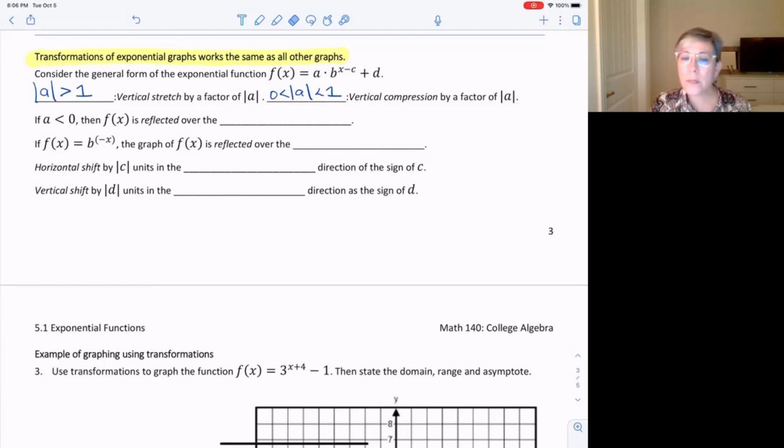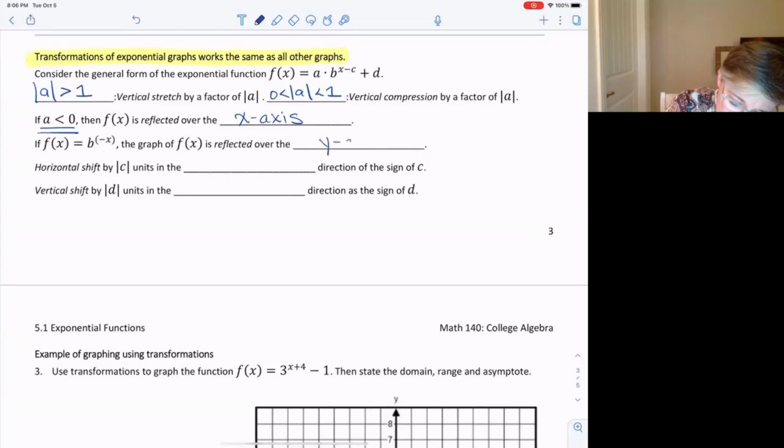And honestly, the only reason we're talking about the absolute value is that if we have a negative a, in other words, a is less than 0, then that's multiplying the entire function value by a negative. So whatever's up top is going to go down bottom, whatever's on the bottom is going to go up top. In other words, it's reflected over the x-axis. Now, if it's the x value that's being multiplied by a negative, in other words, a -1, then the graph is reflected over the y-axis.